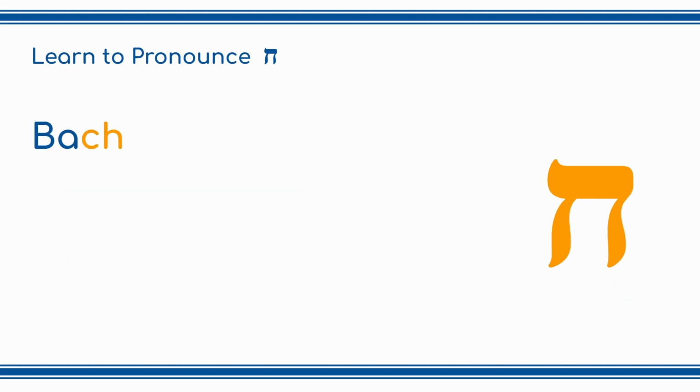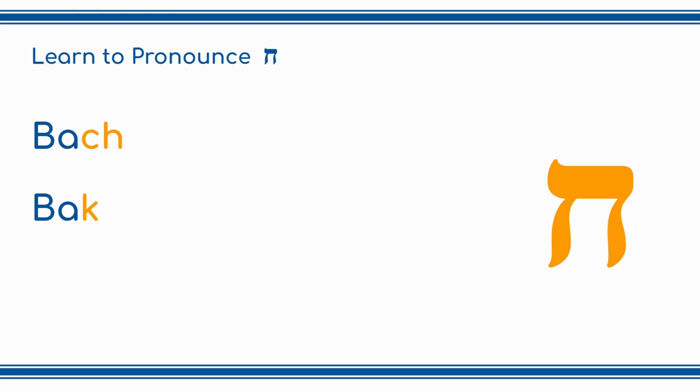Okay? So now we're going to take a look at how to actually say the sound of this letter and specifically how I learned how to do it. And it's by using the German name Bach. So in the German pronunciation of Bach, the ending is like the letter Chet. But usually in English, we probably say it with something like a K, Bach. So we're going to use this name to try and get the sound of the letter.